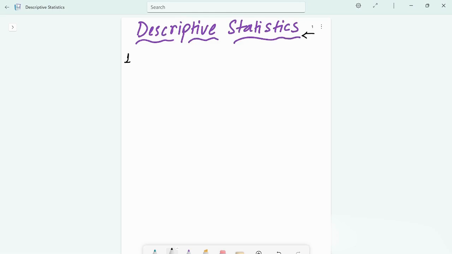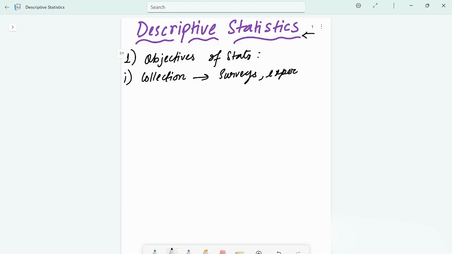Our first topic is objectives of statistics. The primary goals of statistics are collection of data, which means gathering relevant and accurate data through surveys, experiments, or observations. Second is organization of data, which is arranging the collected data systematically in tables or charts.